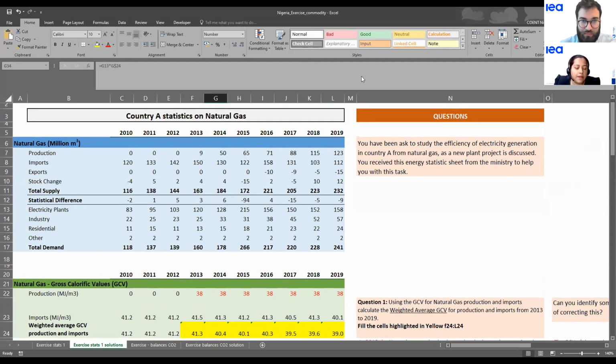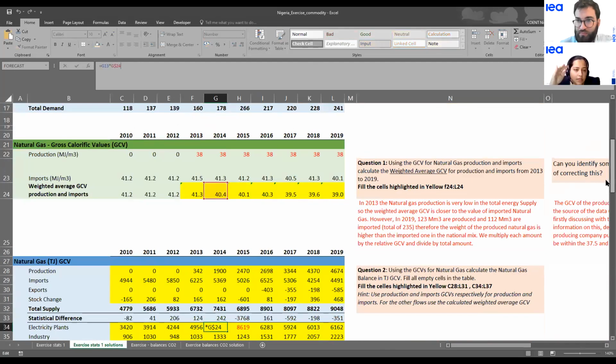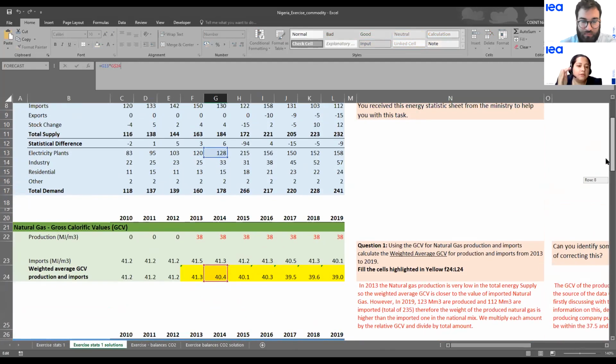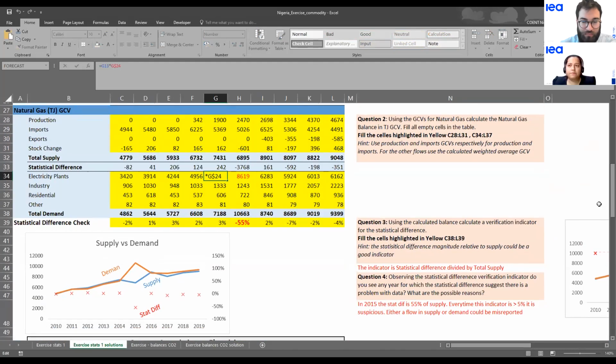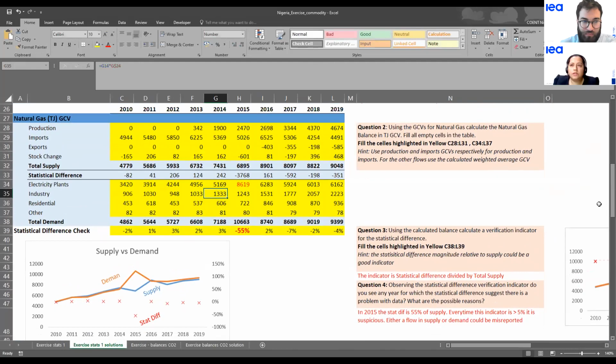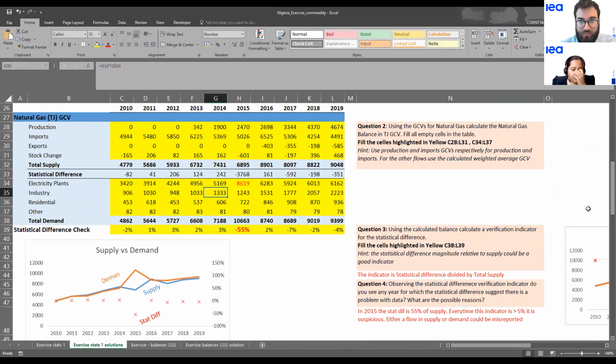You take the quantity in million cubic meters and multiply it by the weighted calorific value for all the flows except production and imports. So that was the second question. The third one is now using the calculated balance, so this new balance that we calculated, calculate a verification indicator for statistical difference. So you have the amount of statistical difference and you want to make a check on that.